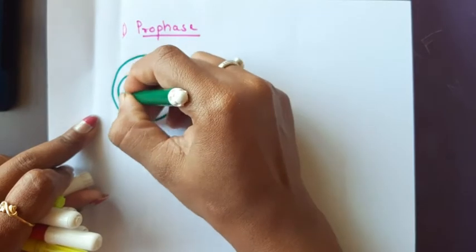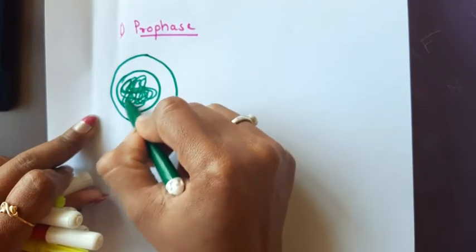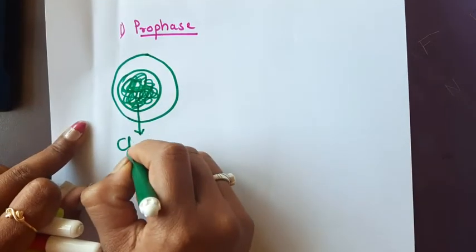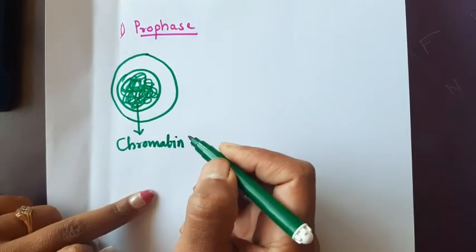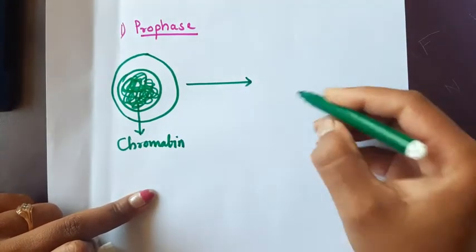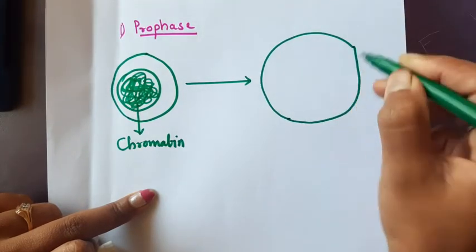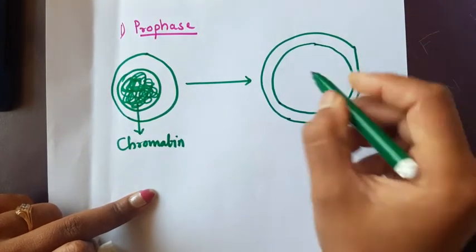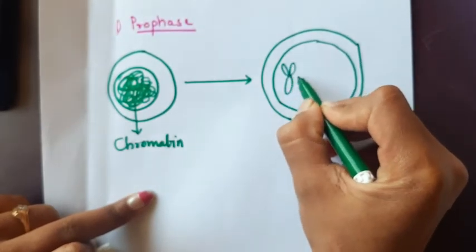This is the cell. This one is the nucleus. In the nucleus, the chromatin material or the genetic material is present in the form of a chromatin network. This chromatin condenses to form chromosomes. The chromatin material fully condenses and the chromosome structure is formed. Okay, the chromosomes are formed like this.